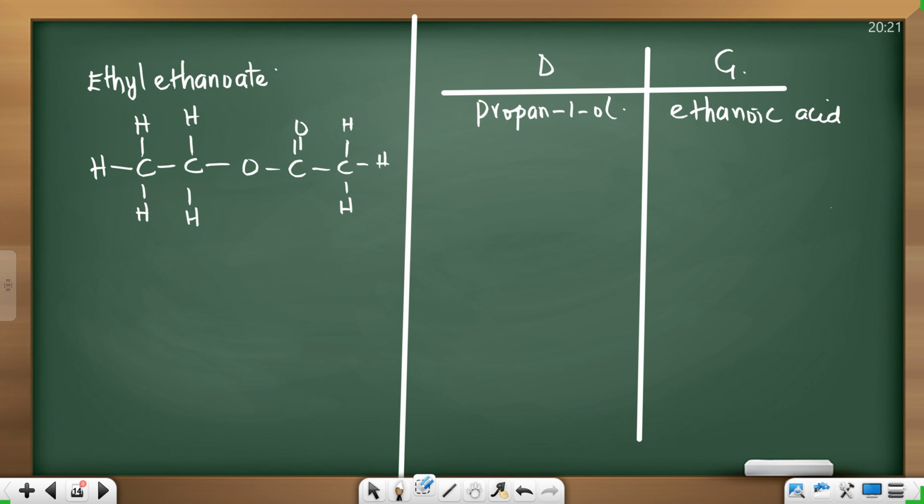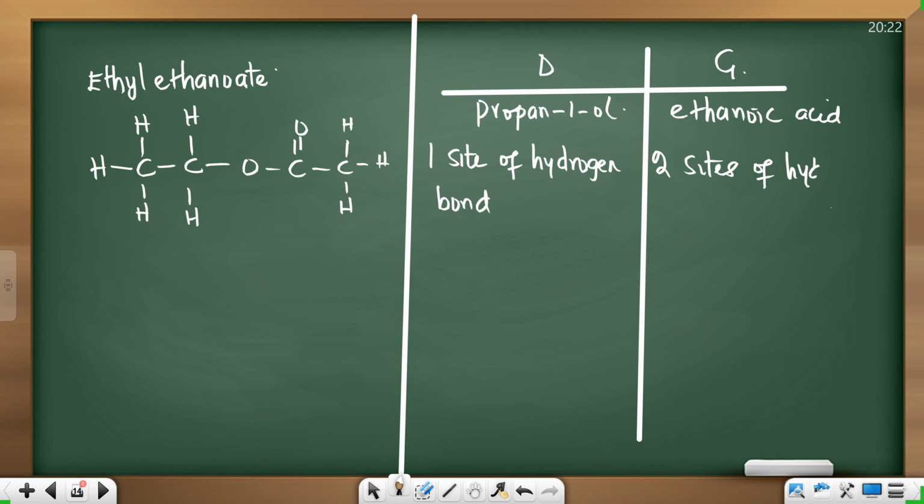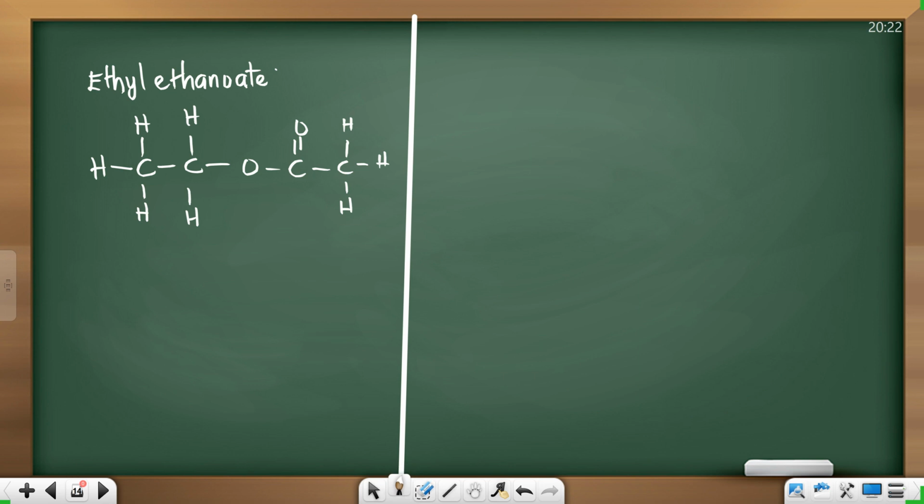I said ethanoic acid has two sides of hydrogen bond, and propanol has one side. One side of hydrogen bond, while this one has two sides of hydrogen bond. All right, guys. Let me do something before somebody does this. We write it in bullet forms, so we can talk about the structure. Don't use a table.